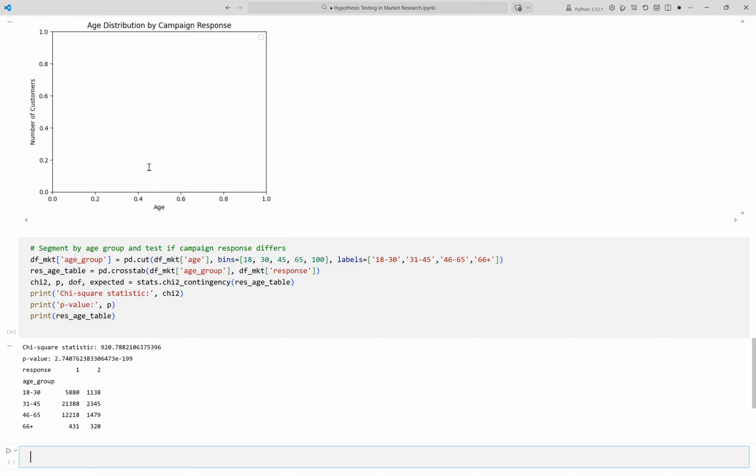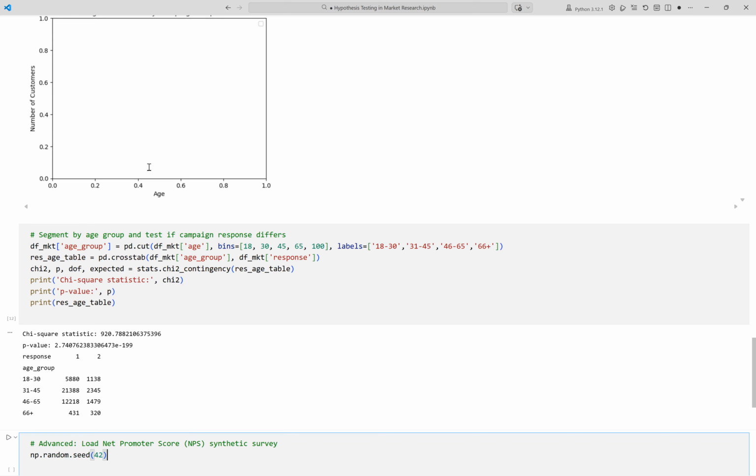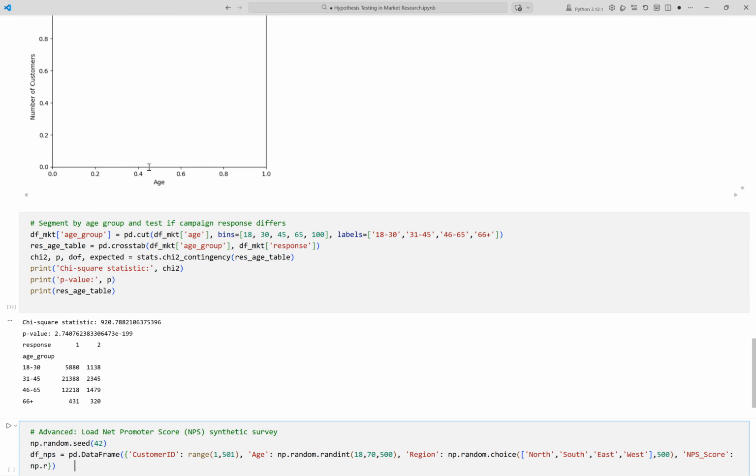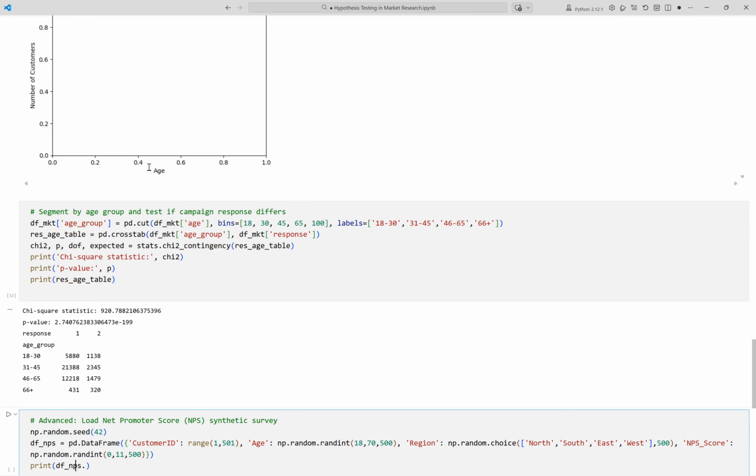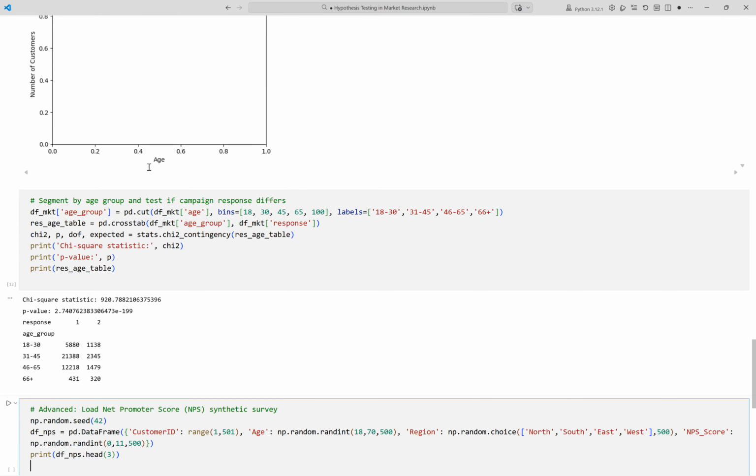Now we simulate a Net Promoter Score survey to analyze customer loyalty hypotheses. We set a random seed for reproducibility so results remain consistent. We generate synthetic customer region and NPS ratings just like a real survey. We preview the structure of this loyalty-focused dataset.